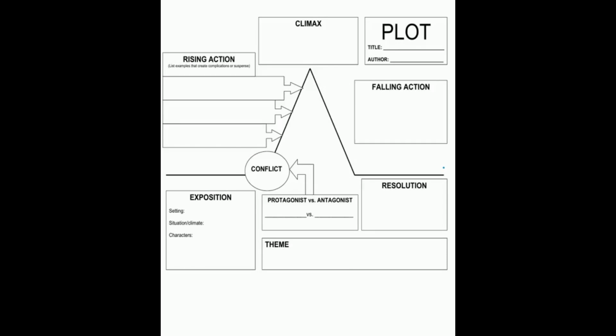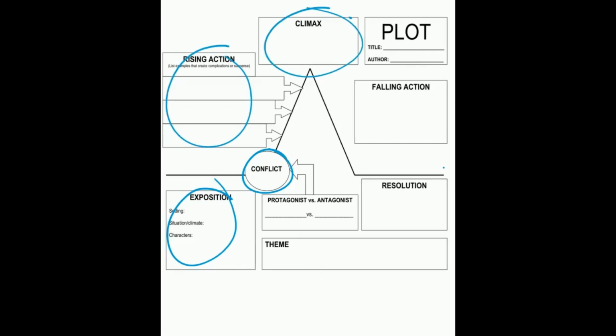So, more specifically, what is an exposition? An exposition includes the setting, situation, climate of the story, and characters. Conflict. What is the problem of the story? What is there to learn from the story? So, we have the rising action. The rising action are the events that lead up to the climax.